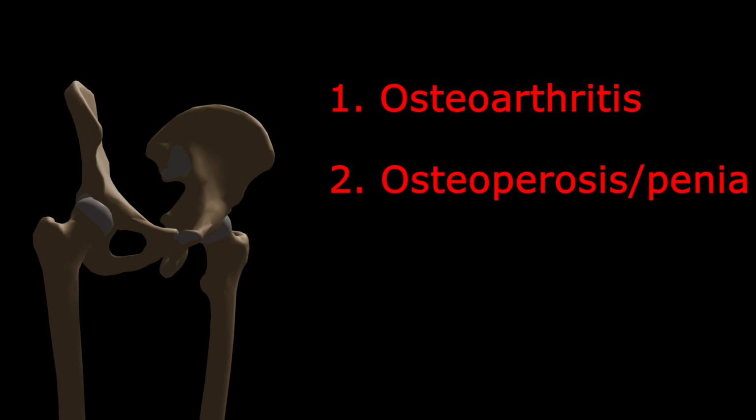Moving on to common hip pathologies, we encounter conditions like osteoarthritis, which is a typical age-related change, osteoporosis or osteopenia, which is reduced bone density, and this can lead to an increased risk of fractures through trauma. And finally, impingement, which can be divided into cam and pincer deformities.